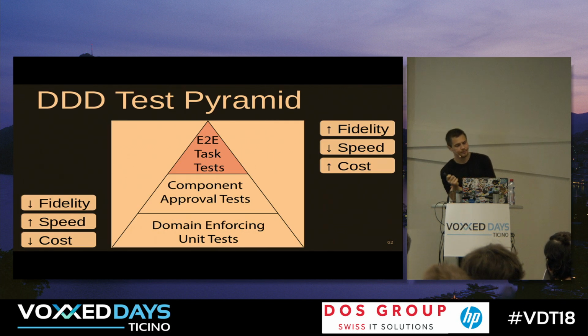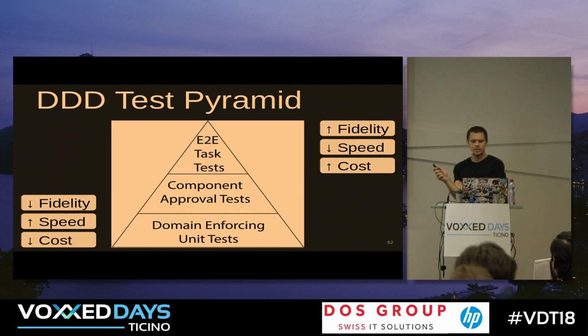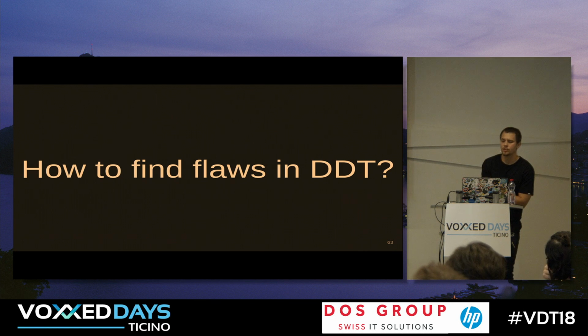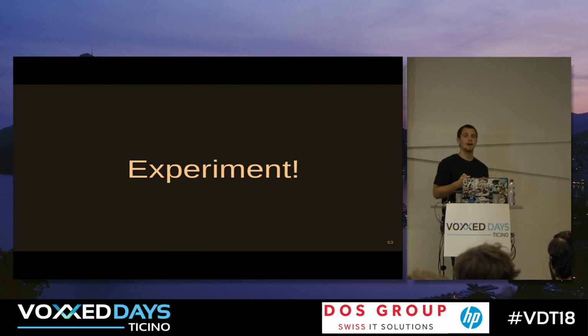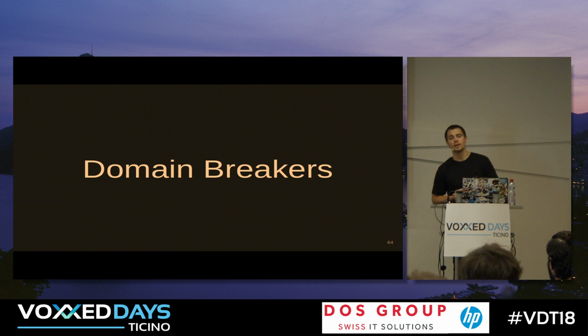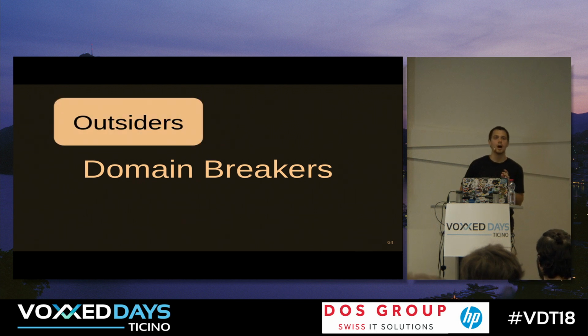So that's all great. We talked about that, but after implementing all of that, how do we actually find flaws in our tests, in our domain-driven design in the first place? Because that's important. I always say experiment, and the best experiments are done by utilizing so-called domain breakers. Domain breakers, you probably heard of some of them. The first I always like to highlight are outsiders.